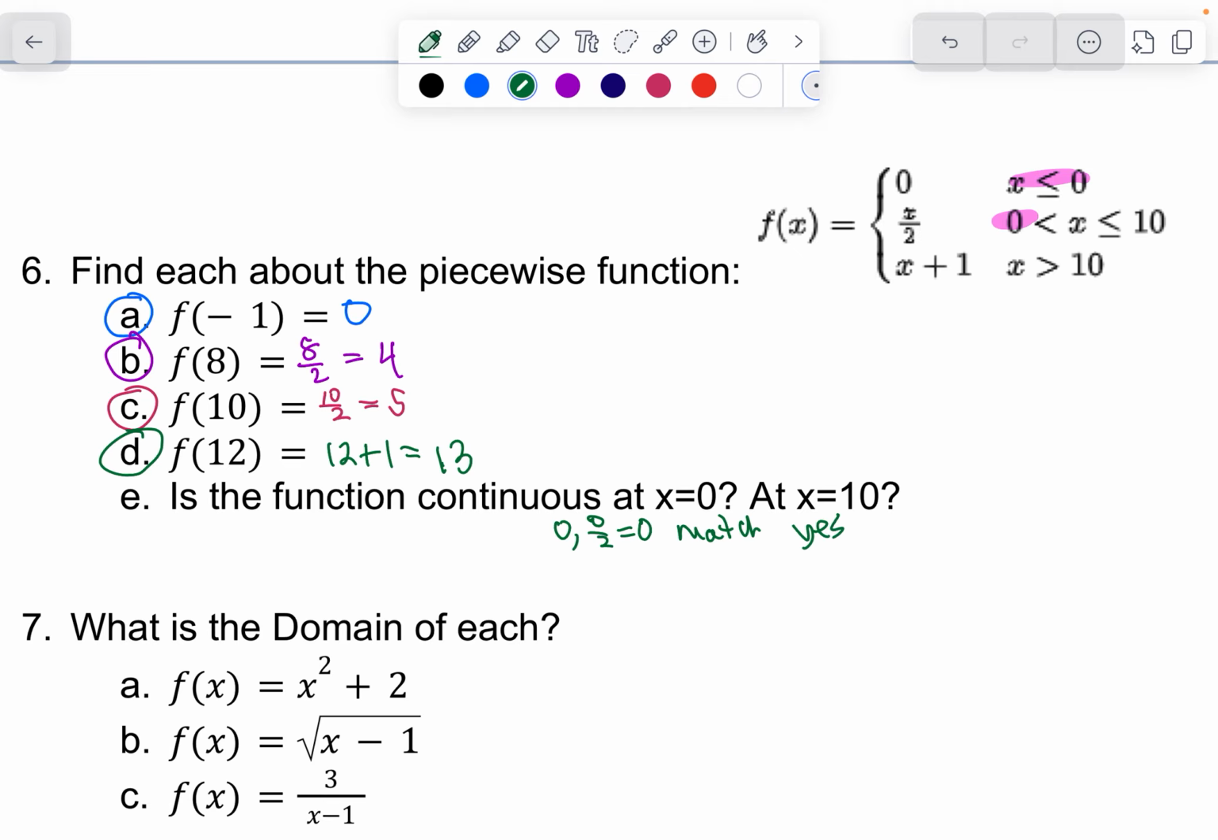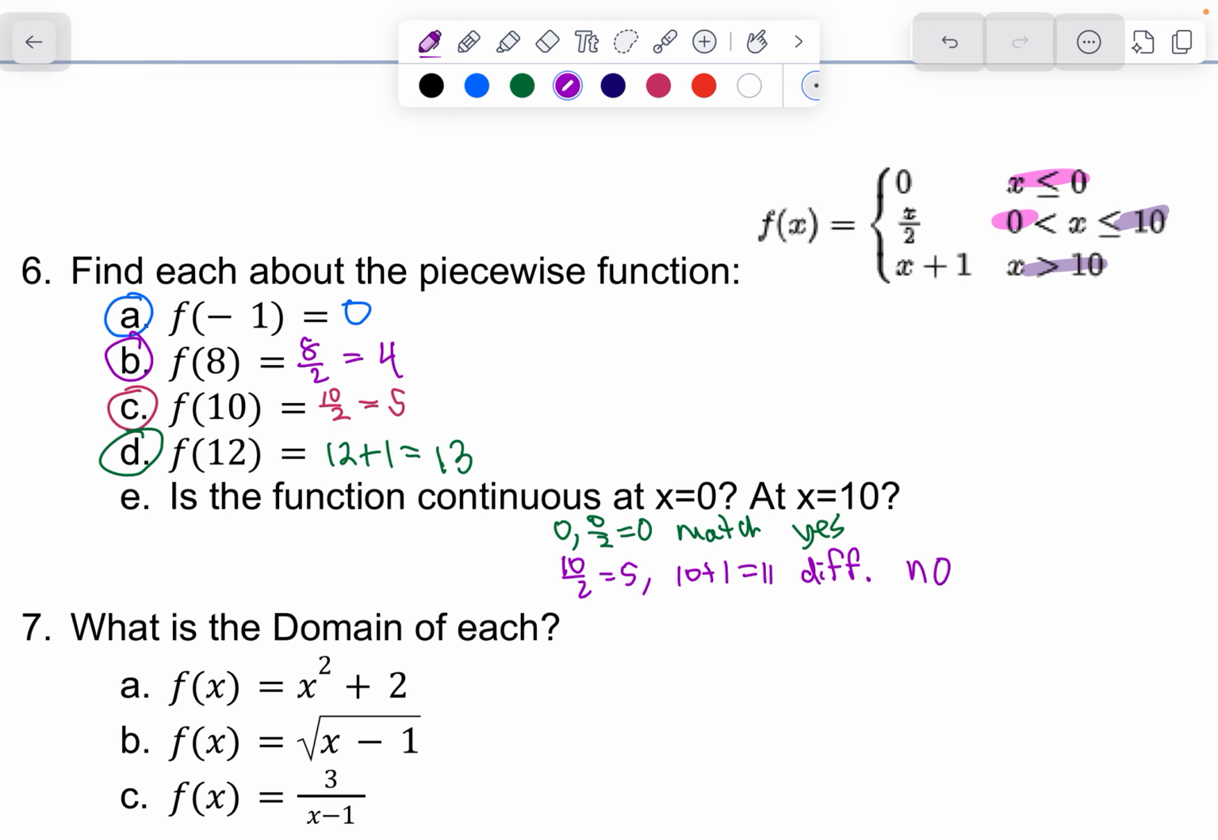Okay, now let's go back up, and now let's discuss the other border, 10. Now we're going to plug 10 into both pieces. If we plug 10 into here, 10 divided by 2 is 5. If we plug 10 into here, 10 plus 1 is 11. 5 and 11 don't match. They are different. So there's a jump there in the graph at that point, so that's a no.